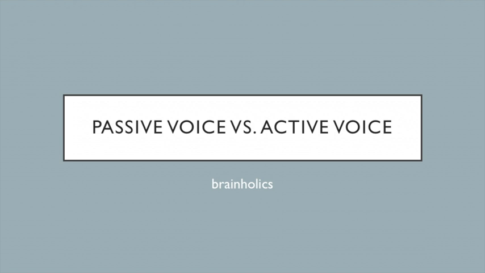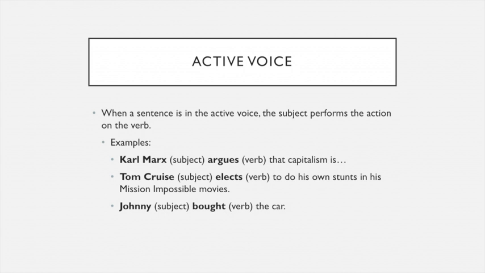Today we'll be discussing one of the most common kinds of writing used at the university level, which is writing in the passive voice as opposed to the active voice. Now, before we can define the passive voice, let's first define what active voice is. When a sentence is in the active voice, the subject performs the action of the verb. So here are some examples.